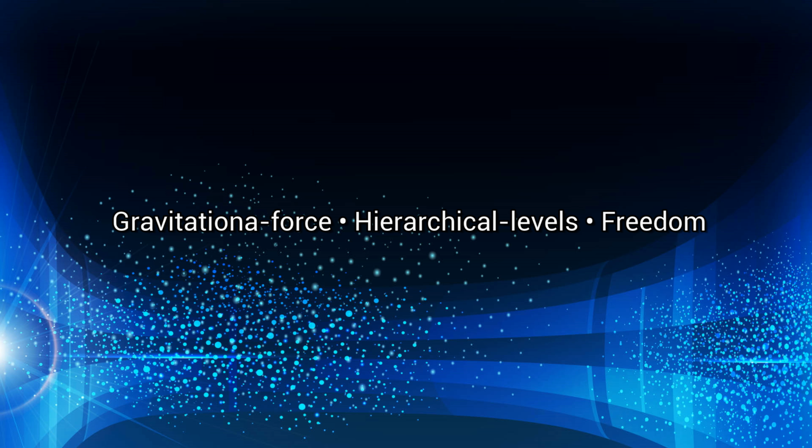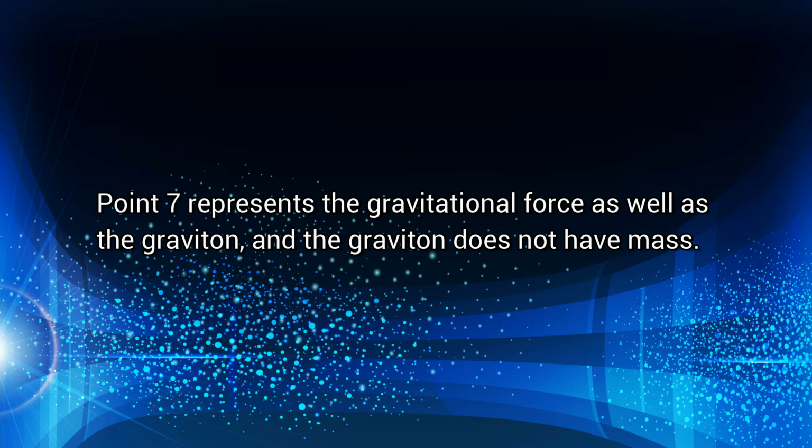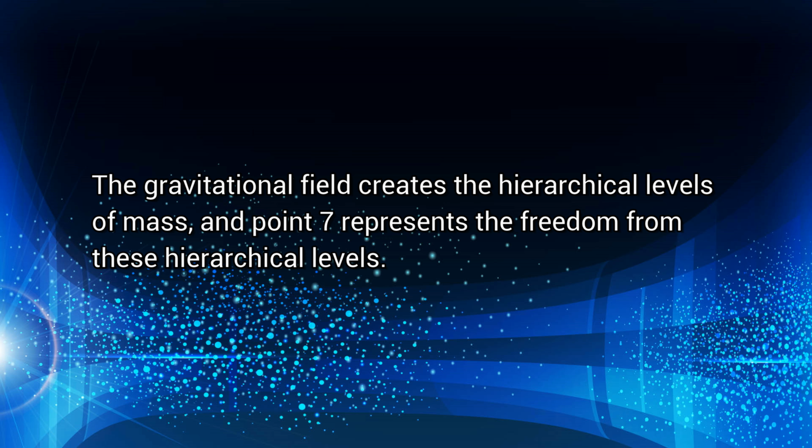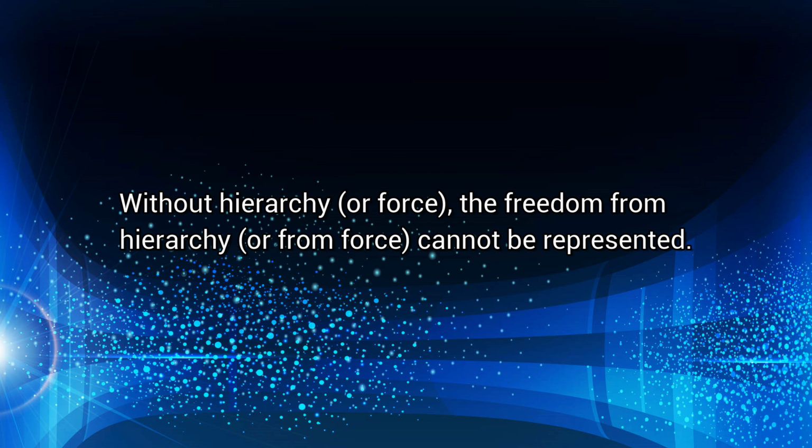The gravitational force, hierarchical levels, and freedom are all related, as we have seen. Point 7 represents the gravitational force as well as the graviton, and the graviton does not have mass. Therefore, it is free from its gravitational force. The gravitational field creates the hierarchical levels of mass, and point 7 represents the freedom from these hierarchical levels. Without hierarchy, or force, the freedom from hierarchy, or from force, cannot be represented.